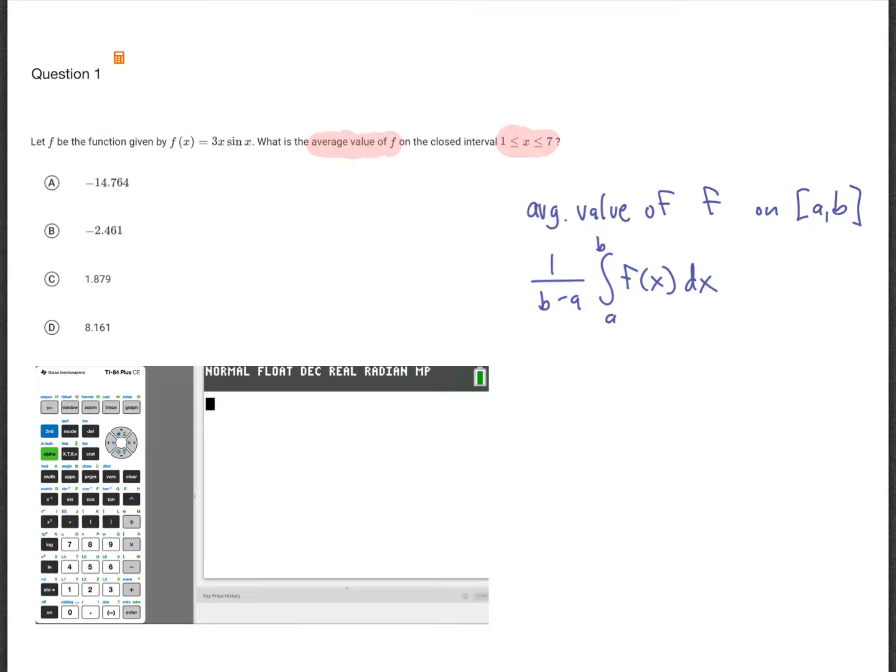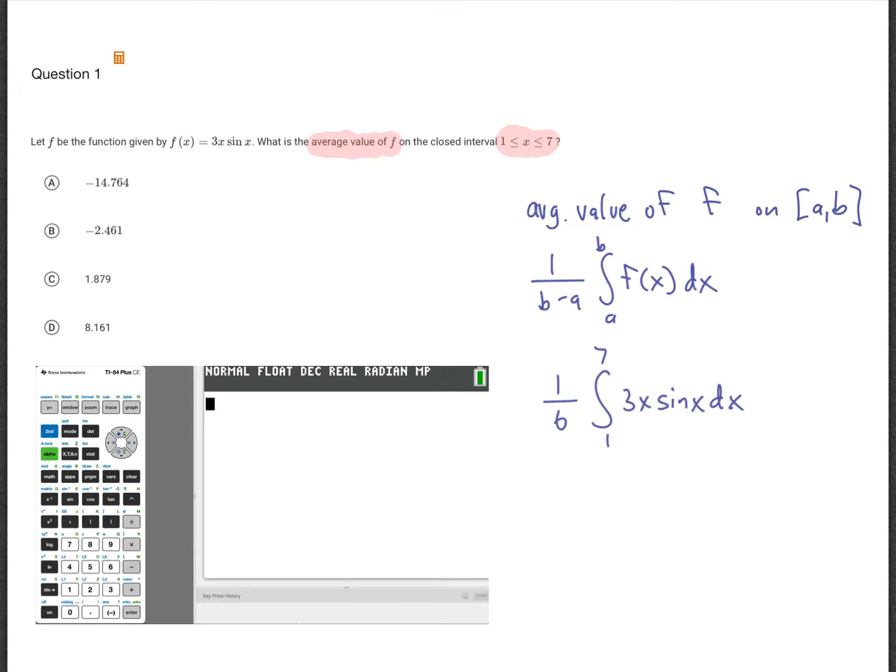Okay, so for us, the interval is 1 to 7. So we'll do 1 over 7 minus 1, which is 1/6, times the integral from 1 to 7. And just that function goes inside. Alright, and that's it. And we'll just put that into the calculator.